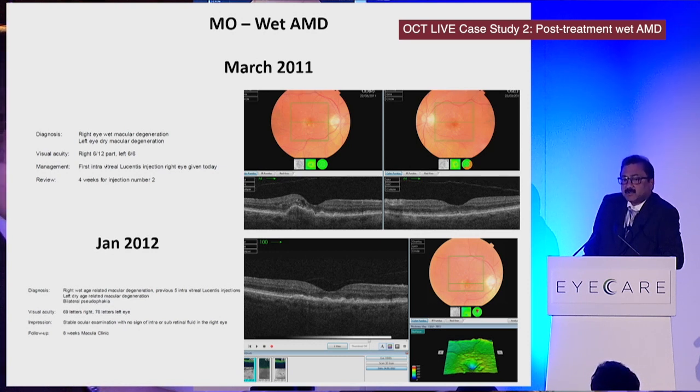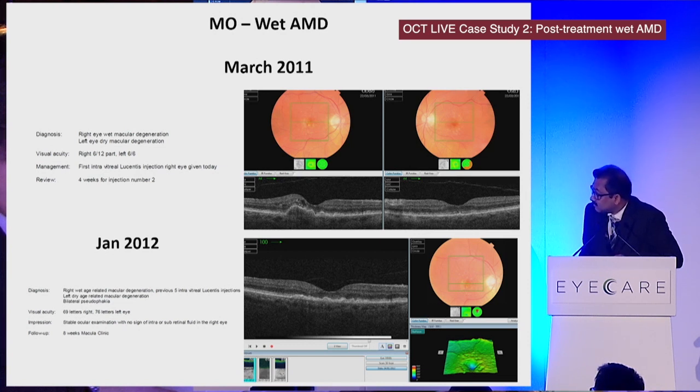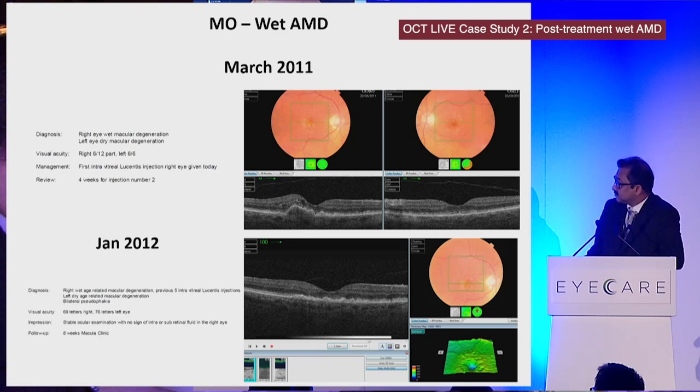At that time, we were only giving Lucentis injections. So the first injection was done, and then this is in January 2012. This is after 3 injections in the right eye. You can see the pigment epithelial detachment has settled and you don't see any fluid here. So her vision was almost normal at that time, though there was some disruption of the photoreceptor layer.